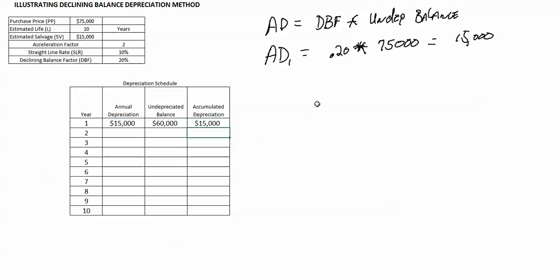Okay, now the question is, what does the second year look like? Well, in year two, the annual depreciation is equal to that declining balance factor, 20%, times the undepreciated amount, which in this case is 60,000. So that gives you $12,000 of depreciation in year number two.